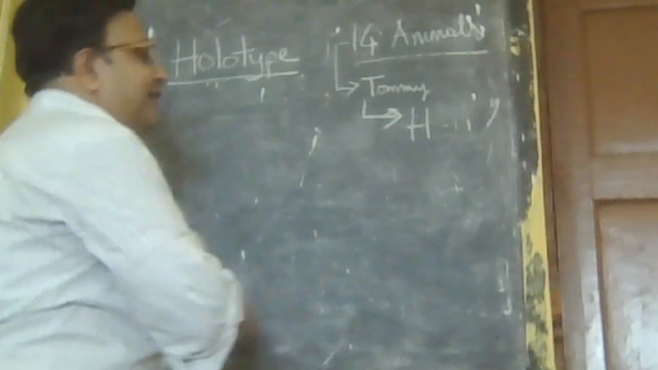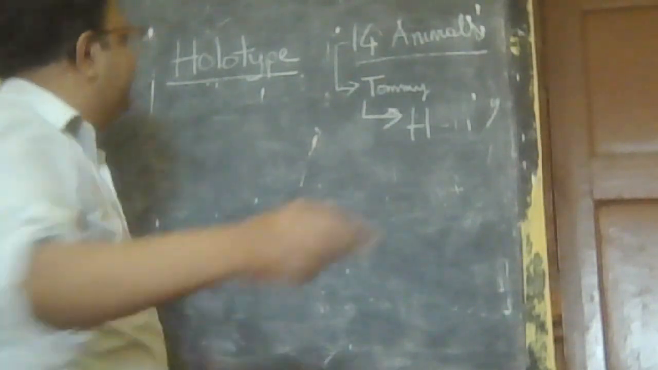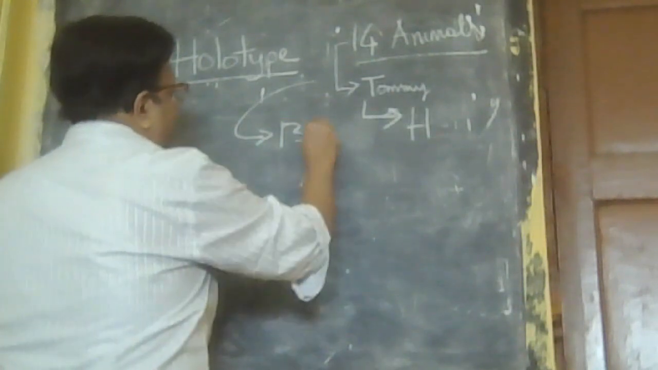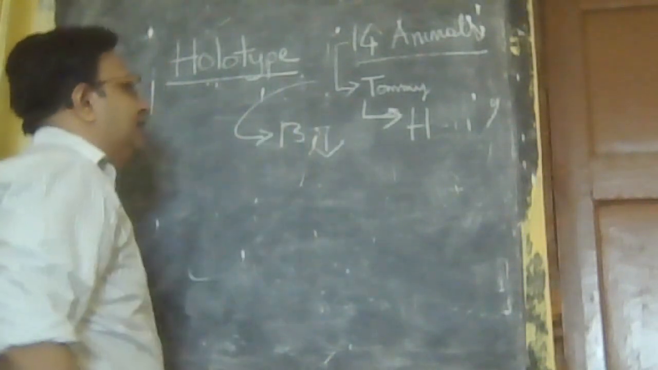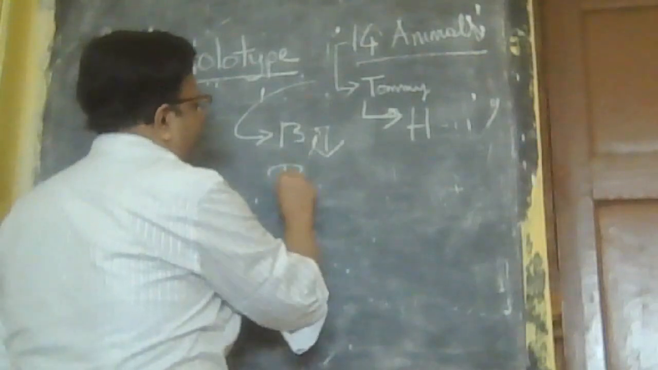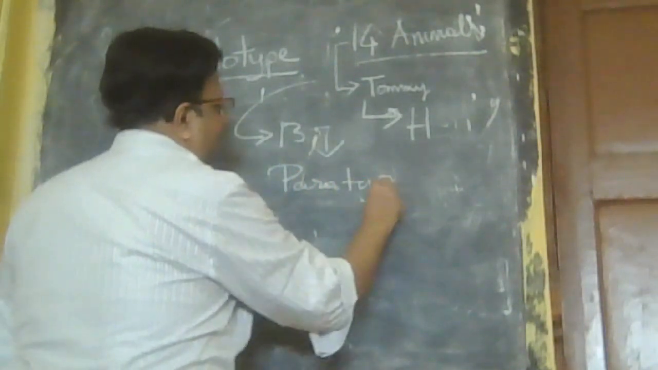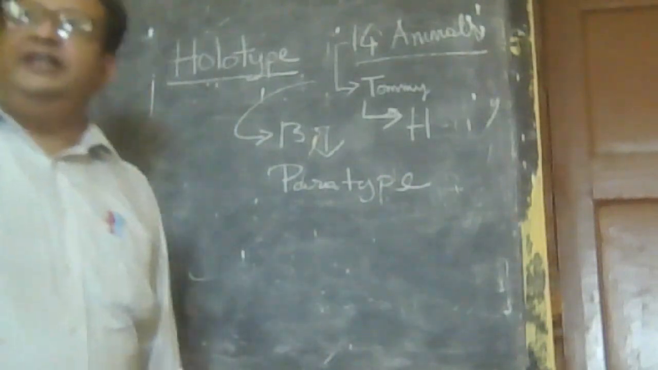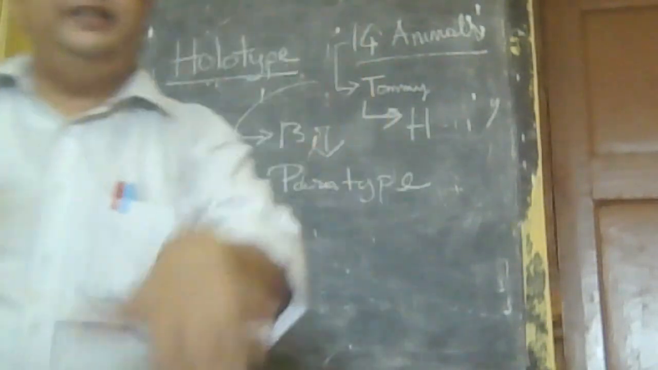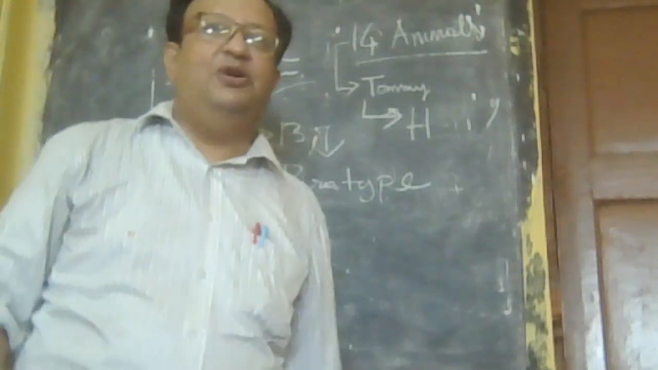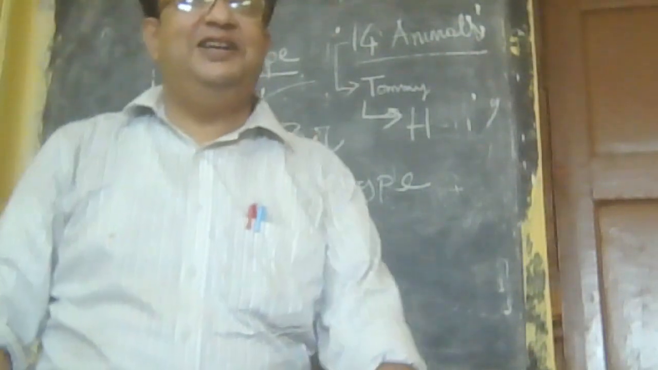Okay, and the rest of the 13 are known as paratype. Other small publication in here, their picture also has been given in the publication. Tommy is the holotype. Tommy became immortal.